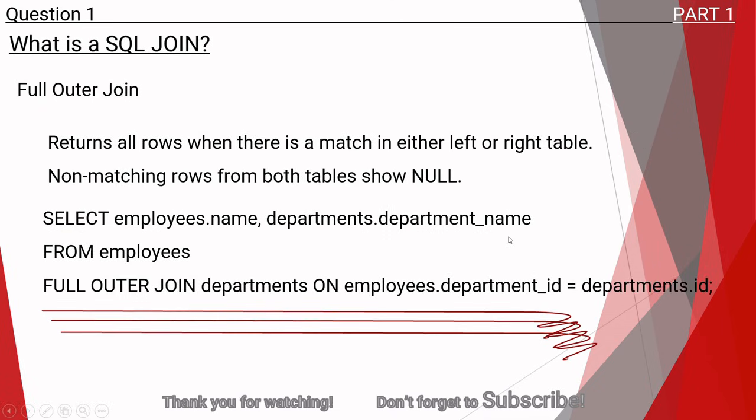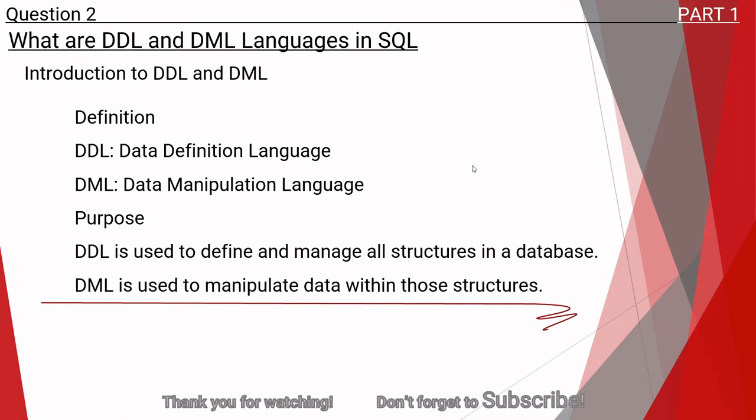Finally, we have the full outer join. This join returns all rows from both tables, whether there is a match or not. For any non-matching rows from either table, null values will appear. The example shown retrieves all employees and all departments, showcasing the complete picture of both tables.